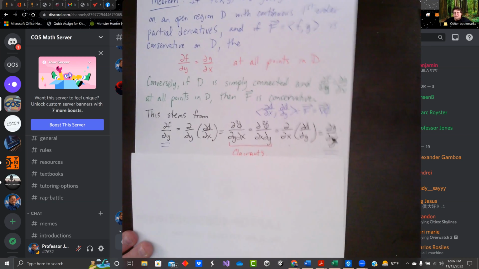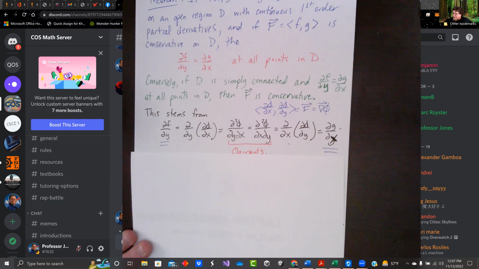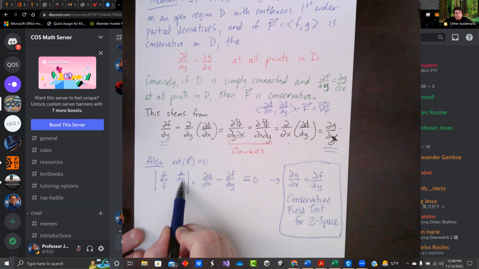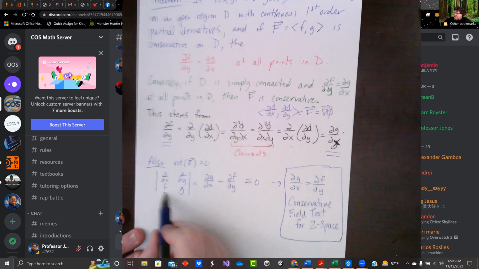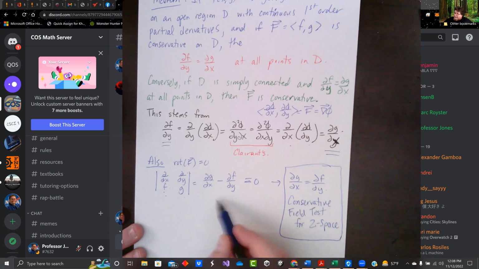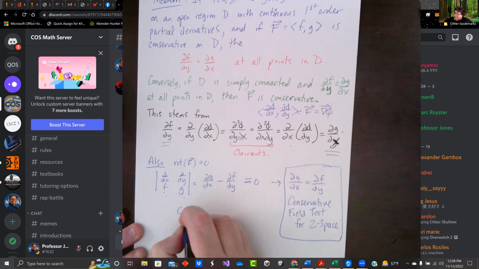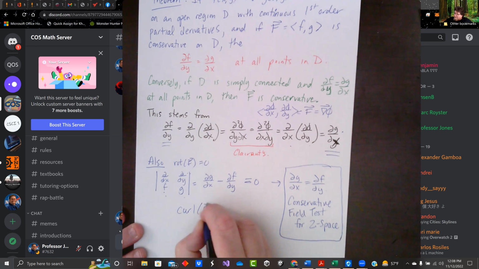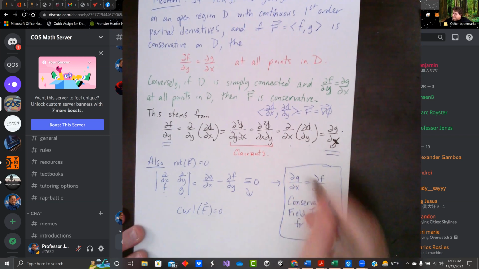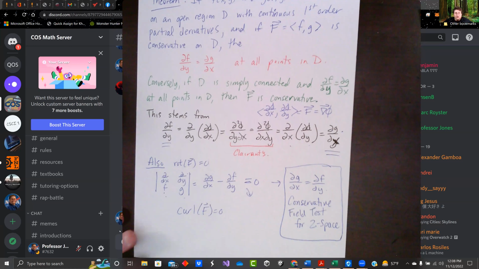That wasn't the curl or the determinant I was telling you about. That's just one way of showing it. If we look at that rotation matrix I was telling you about, we've got our gradient across the top, d dx and d dy, f and g. I've got dg dx minus df dy, and I said the curl or rotation had to equal 0. So if it equals 0, we move the df dy to the other side. We get dg dx equals df dy. That is our conservative field test for two space, or two dimensions.